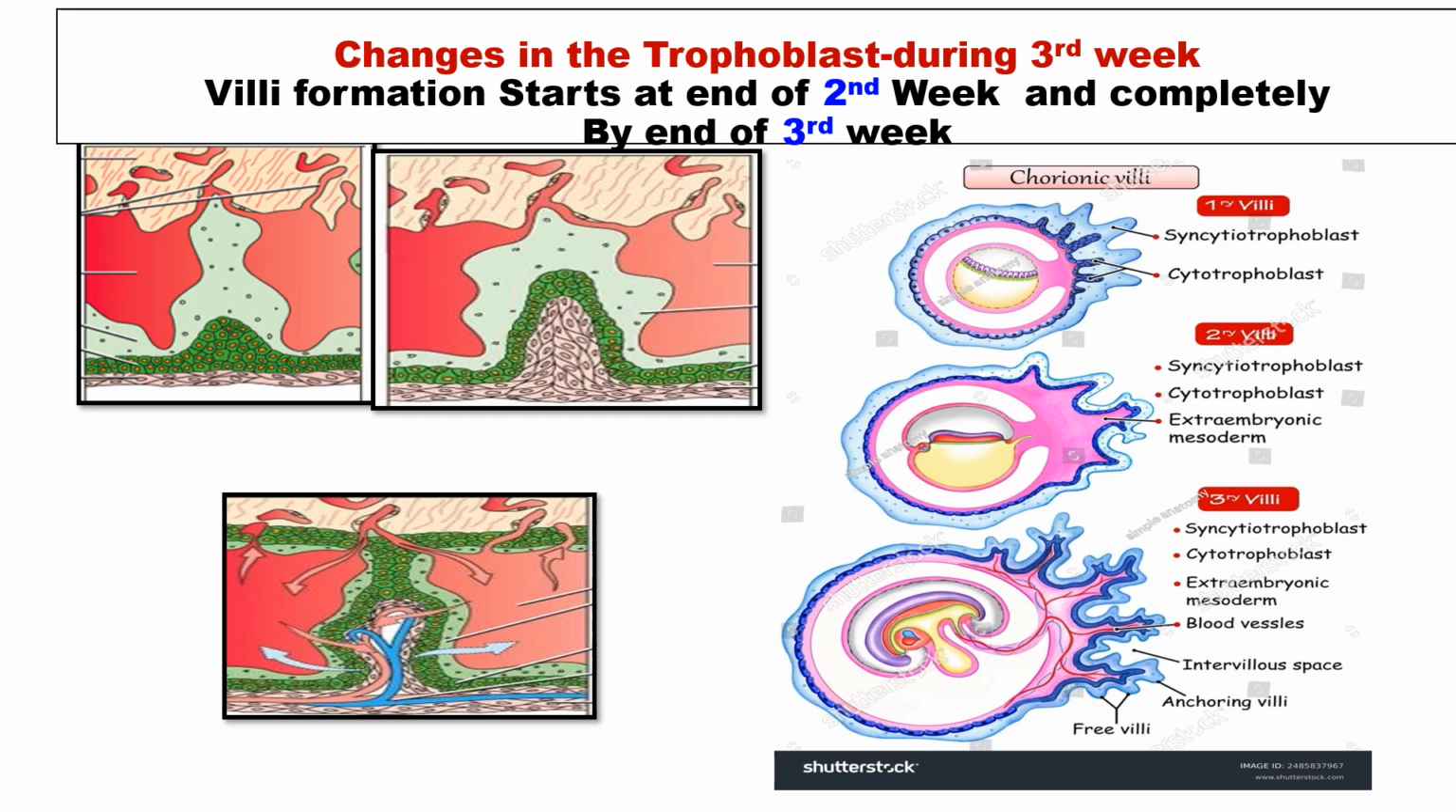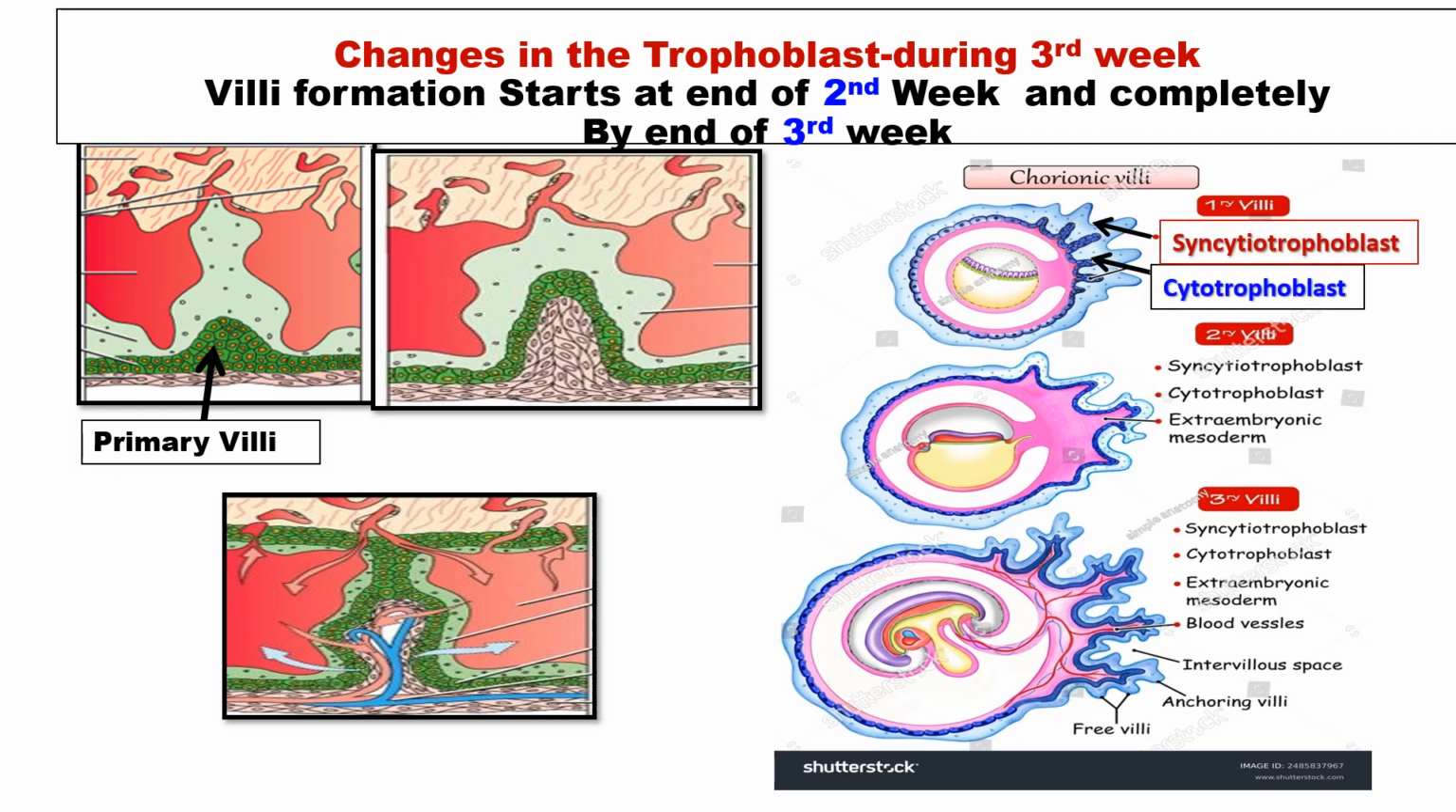Changes in the trophoblast occur during the third week. So the important change is the formation of villi. Villi formation occurs at the end of the second week and is completed by the third week. At the beginning, we start with the formation of primary villi, that is, the cytotrophoblast penetrates into the syncytial trophoblast at the end of the second week. Cytotrophoblast penetrating into the syncytial trophoblast is the primary villi.